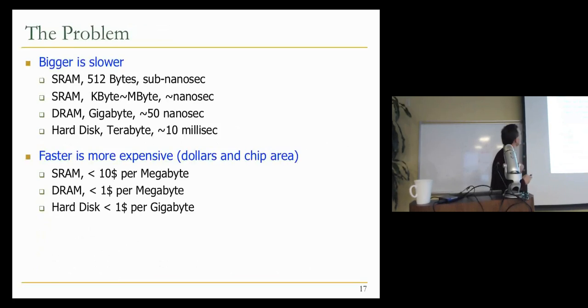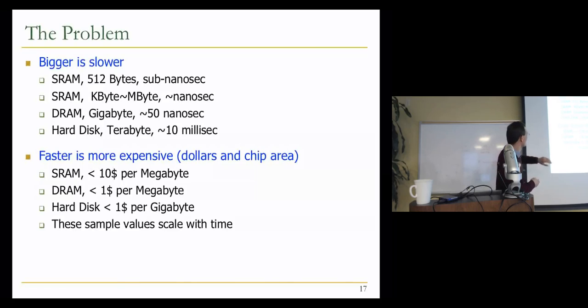Okay, the problem, let's get back to the topic. We'll talk a lot about those technologies later on. The problem is bigger is slower, and faster is more expensive. And these are some numbers over here. As a result, we have developed hierarchies. Basically, I'm not going to go into this. You can read this. These sample values obviously scale with time.